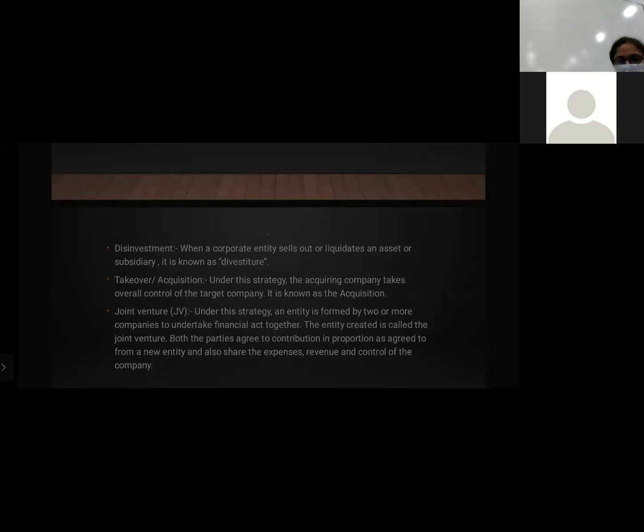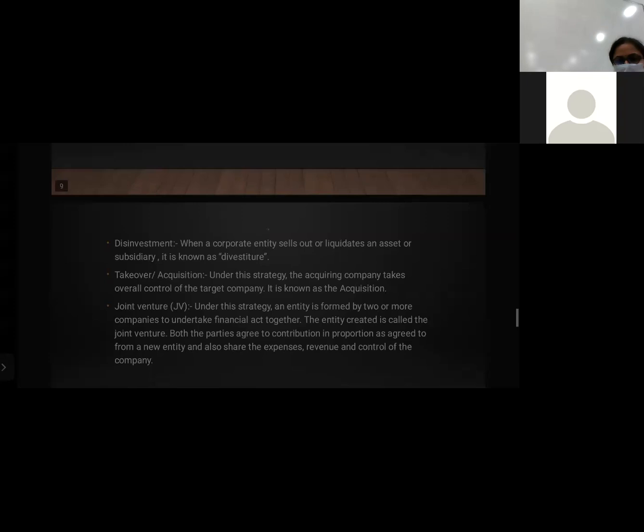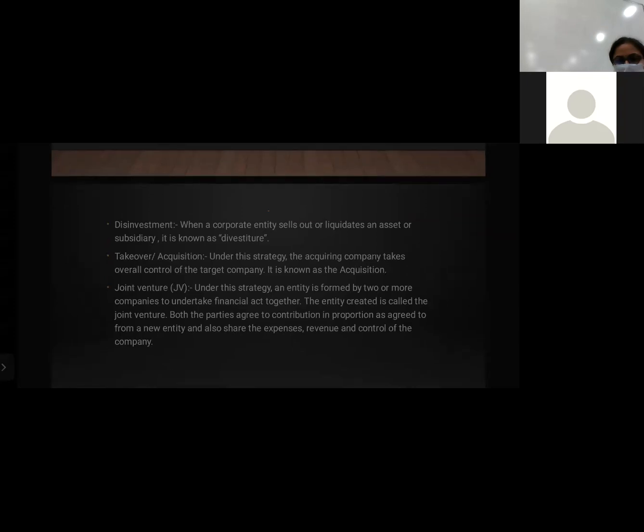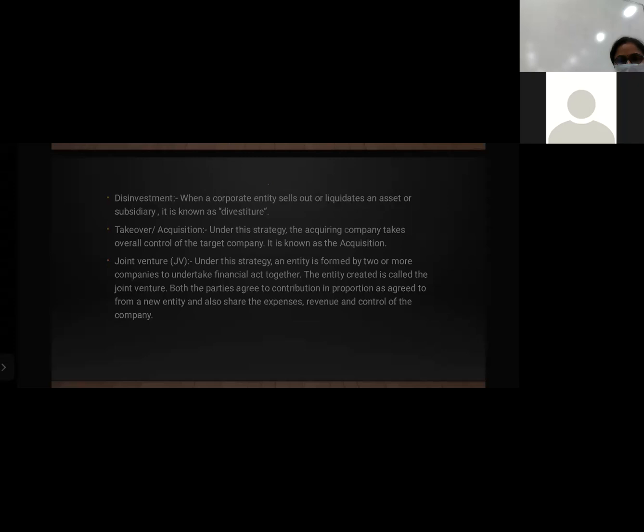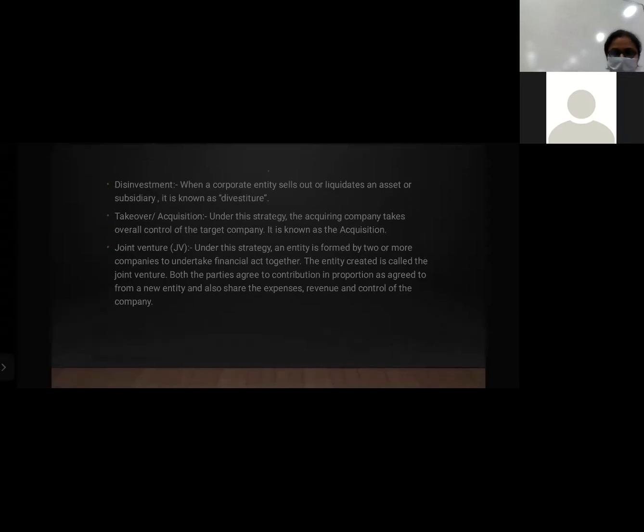Takeover and acquisition. Under this strategy, the acquiring company takes over control of the target company. It is known as acquisition. It is something like merger. Last point is joint venture. Under this strategy, an entity is formed by two or more companies to undertake a financial act together. This entity is called the joint venture. Both parties agree to contribute in a proportion as agreed for the new entity and also share the expenses, revenues, and control of the company.